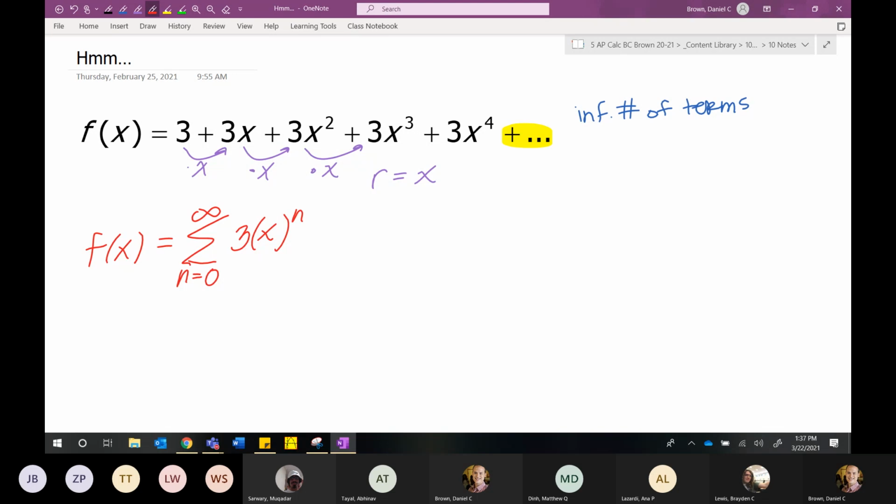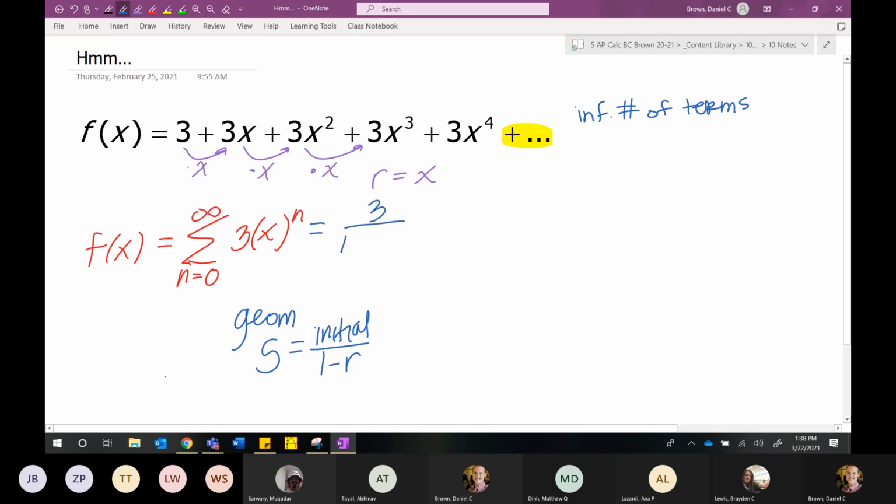Since this is a geometric series, we actually know how to find the sum of a geometric series. What's the formula we use to find the sum of a geometric series? Initial over 1 minus r. Some people forgot that on Friday. So if I'm looking at this one, what was the initial term?